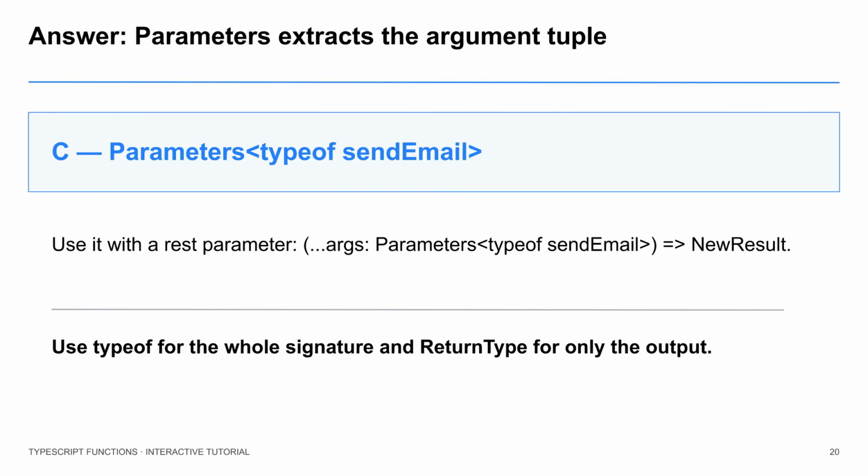The correct answer is C. Parameters extracts the function's argument types as a tuple. A wrapper can spread that tuple into its own signature and choose a different return type. typeof would copy the whole function type, while ReturnType would copy only the output.